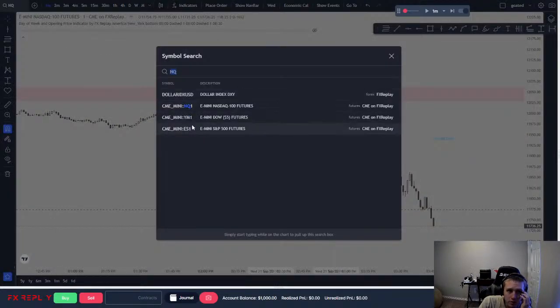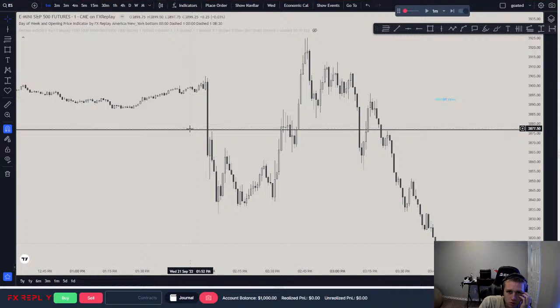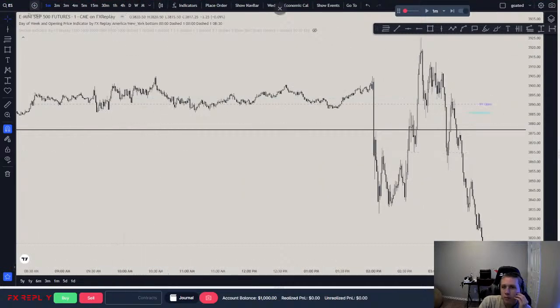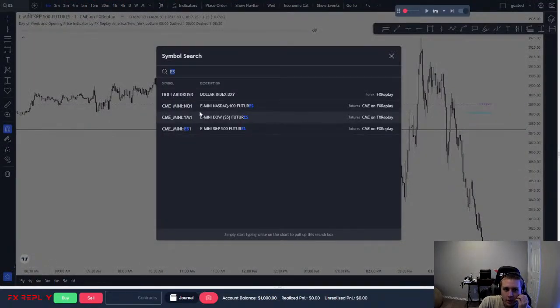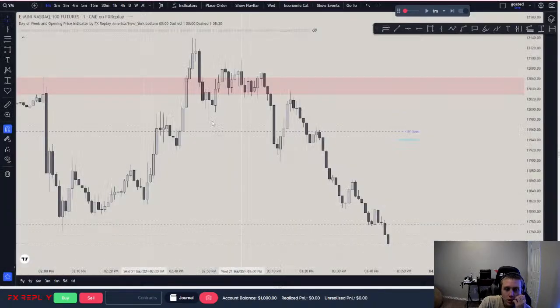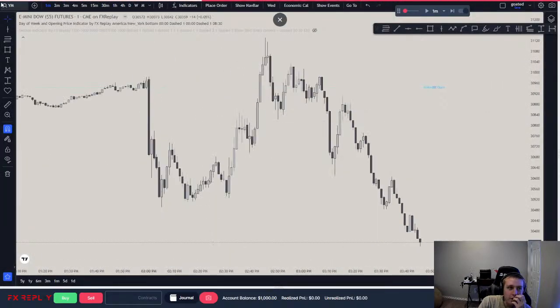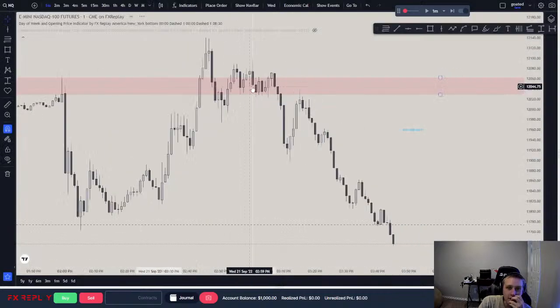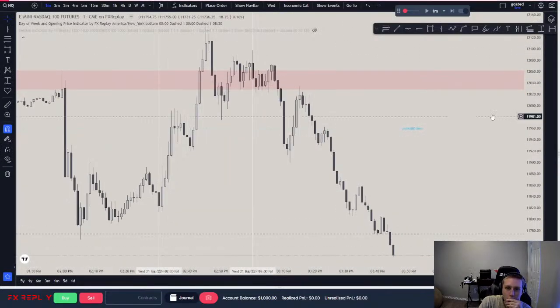Do we have SMT? Smart money tool, smart money technique. That's all I use. Nah, like I don't know. I used to use SMT way too much. Way too much.